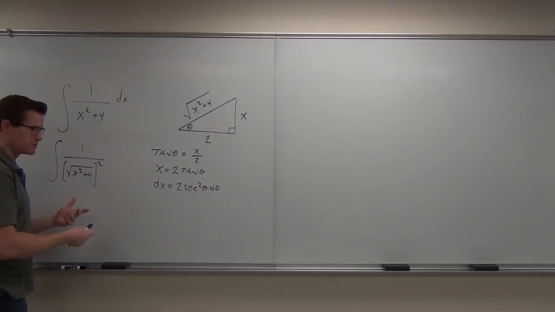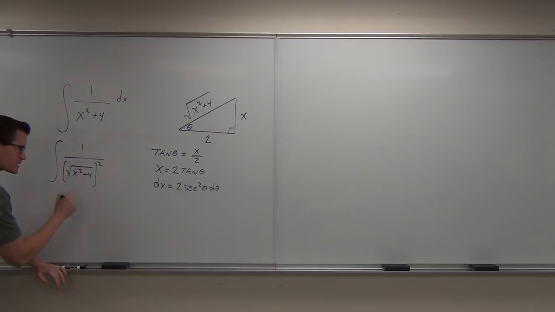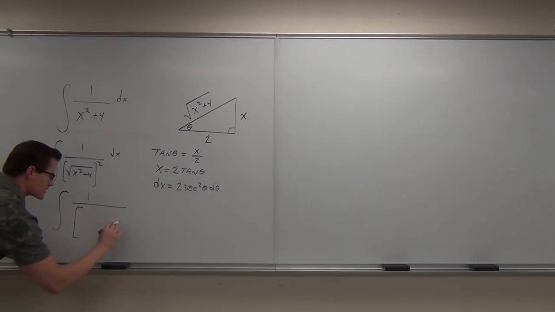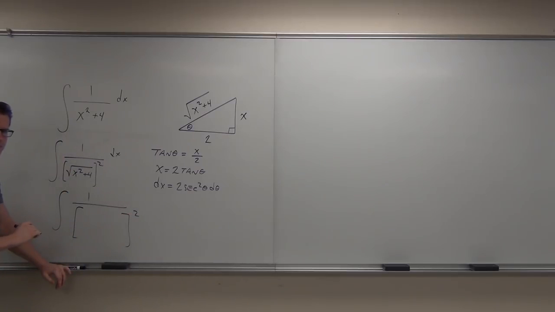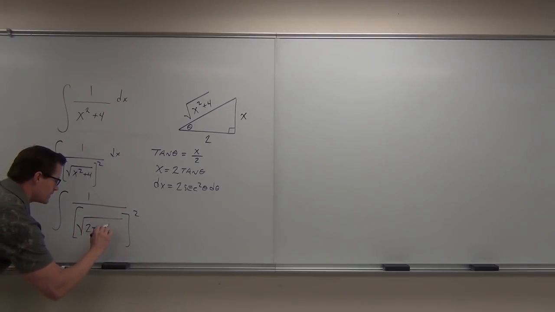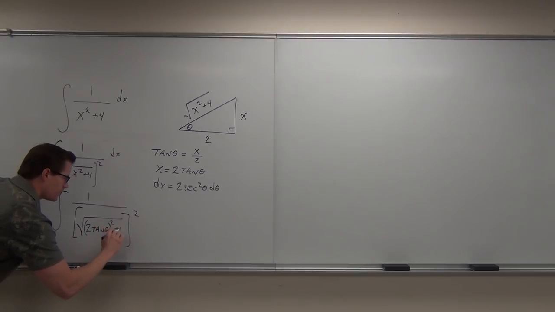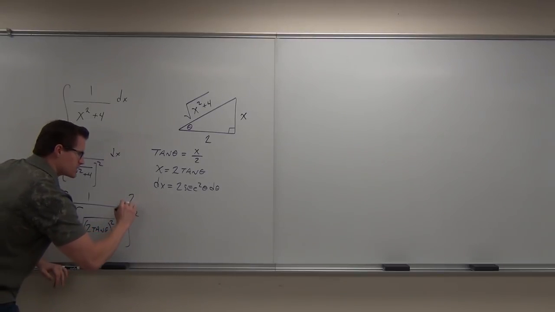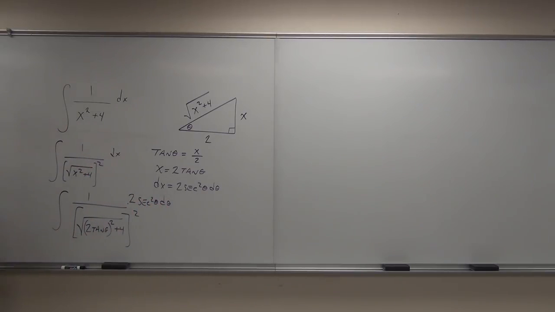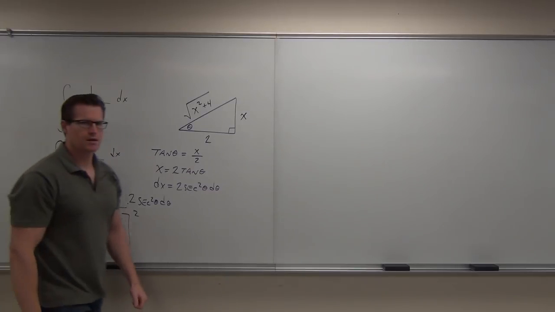Now, either way you go about doing this, you're going to get the same thing, because when we do our actual substitution, well, we've got 1. I'll leave it this way, just so you see what I'm talking about. We'd have 1, we'd have something being squared. You with me? Inside here, we'd have a square root. We would have 2 tan theta squared plus 4. And then we'd have our dx becomes 2 secant squared theta d theta. You guys get me so far?